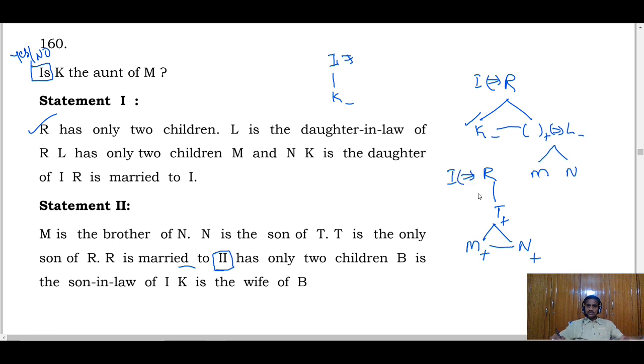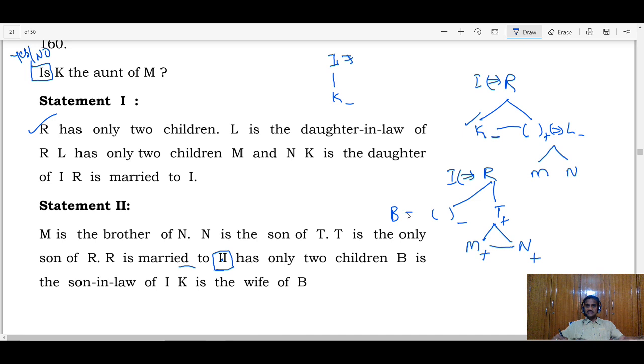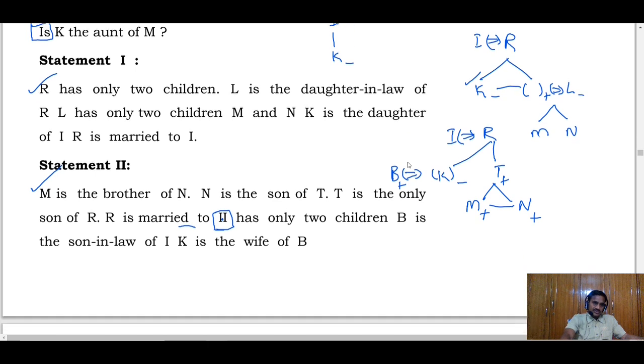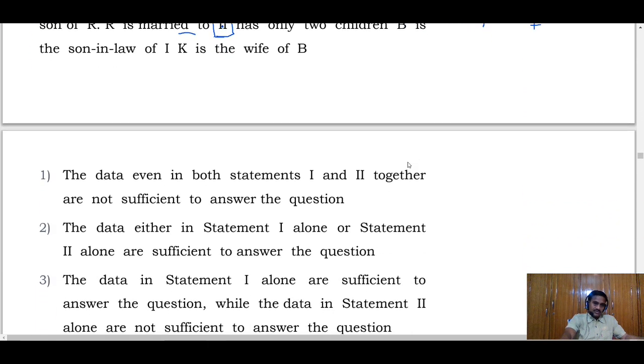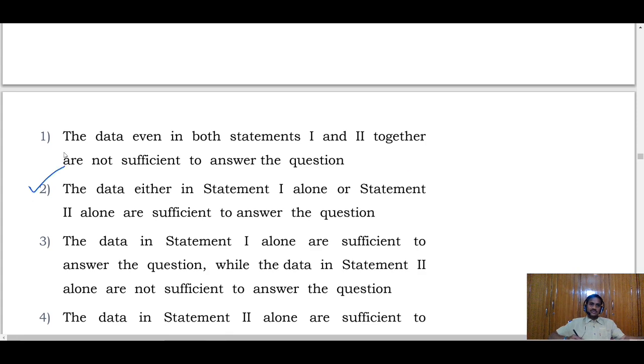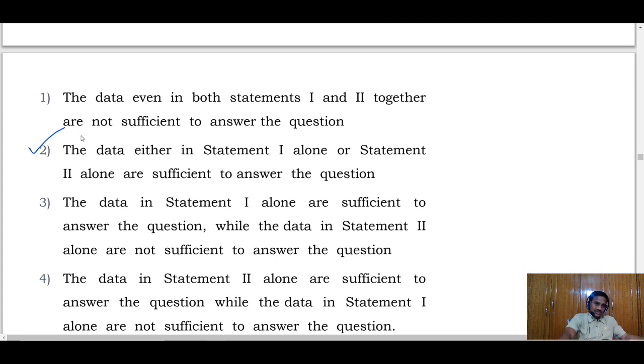And I has only 2 children. B is the son-in-law of I, that means I's daughter's husband is B. And K is the wife of B. Now in this one, M's father's sister is K. Hence, this K is the aunt of M. 1 alone is sufficient, 2 alone is sufficient. Each statement alone is sufficient. Hence, what is your answer here? Either 1 or 2, choice 2 is the answer. For 160 it is choice 2.